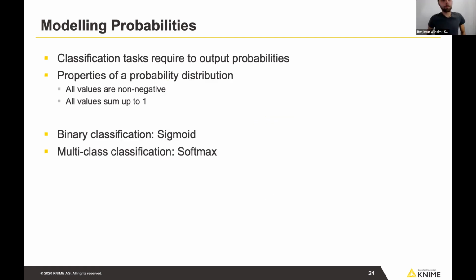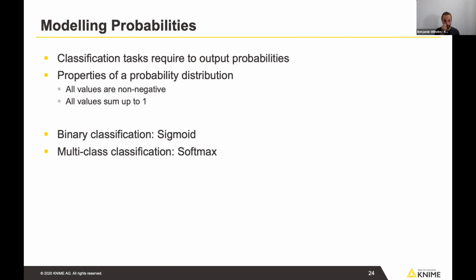But what should the output of the network be? For a classification task, let's focus on that now. We want the output to be a probability distribution. So we want the probability of each class. And the probability distribution has certain properties. It has to be non-negative, and all values have to sum up to 1.